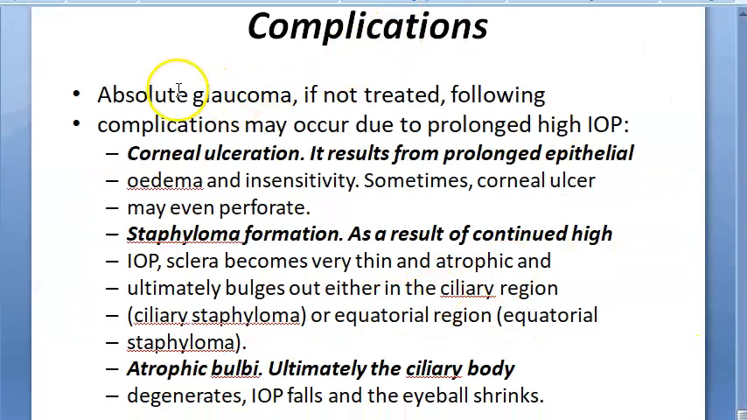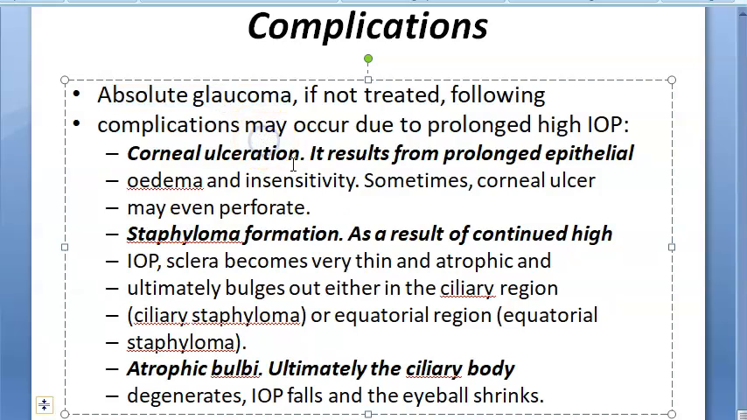If this absolute glaucoma is also not treated, then what will happen? Corneal ulceration, that will perforate. Staphyloma formation, atrophic bulbi, that is ultimately the ciliary body degenerates, IOP falls and the eyeball itself shrinks. That itself will degenerate by itself, IOP falls and eyeball shrinks.